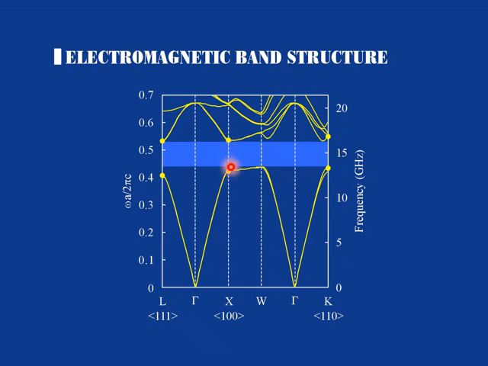So the solid circles show the higher edge and the lower edge of the measured photonic band gap. You can see the calculated result and the measurement result have good agreement. Okay.